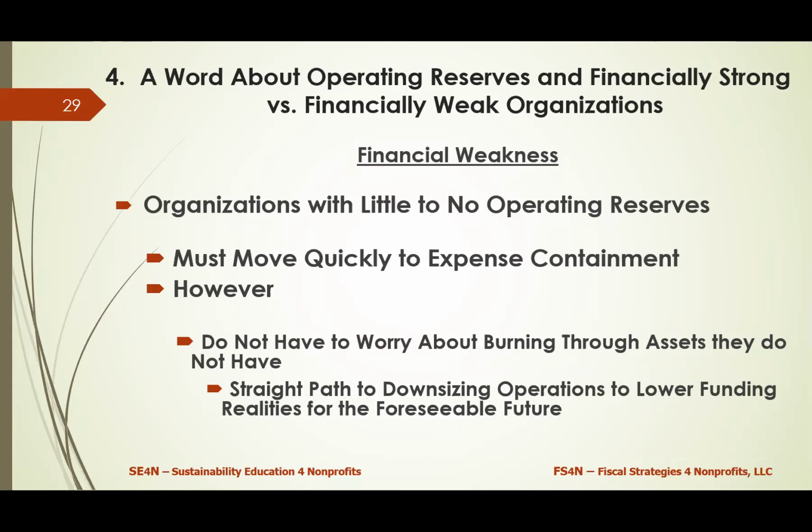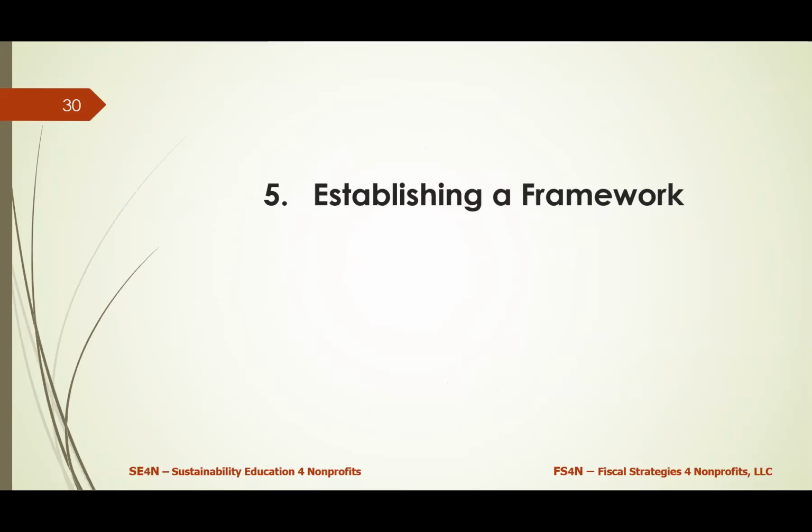Okay, financially weak organizations, they've got to move quickly to cost containment. They don't have to worry about burning through assets that they don't have. But some of these organizations, unfortunately, I hate to say it, have payroll making up a huge chunk of the budget. You take away payroll, you take away occupancy and all that, there's not much discretionary spending there. If they don't pull back and downsize quickly, those payroll costs build up really fast and they get to the point where they go over the edge and they can't make payroll and they're in a really tough situation. Okay, so those are the four critical areas.